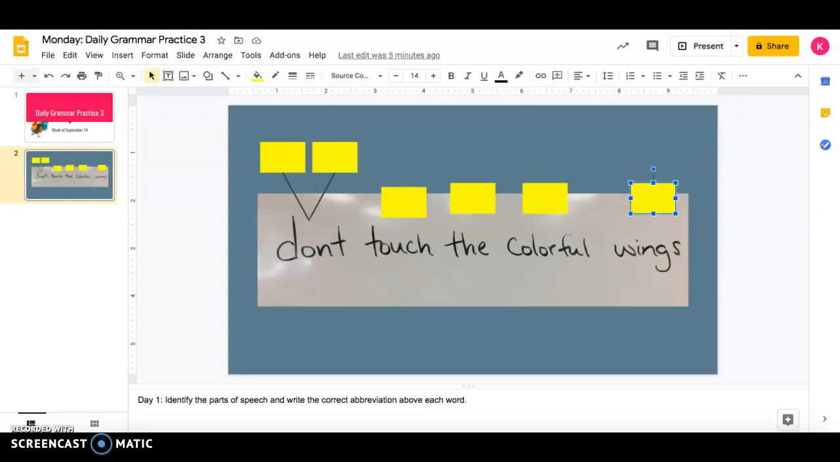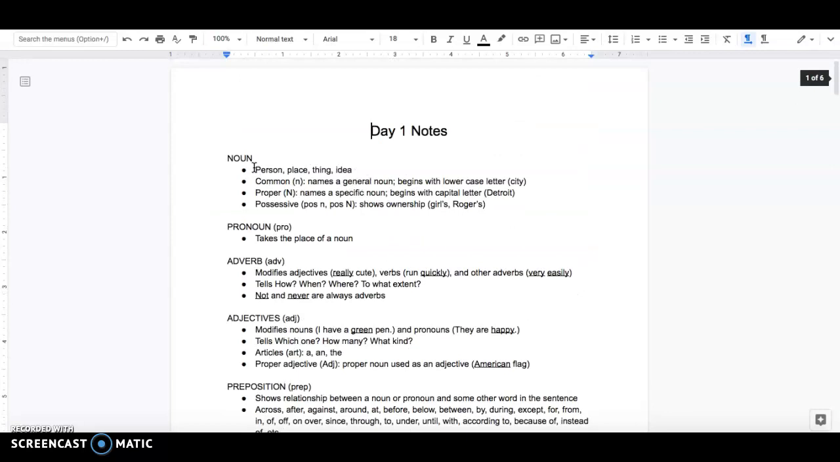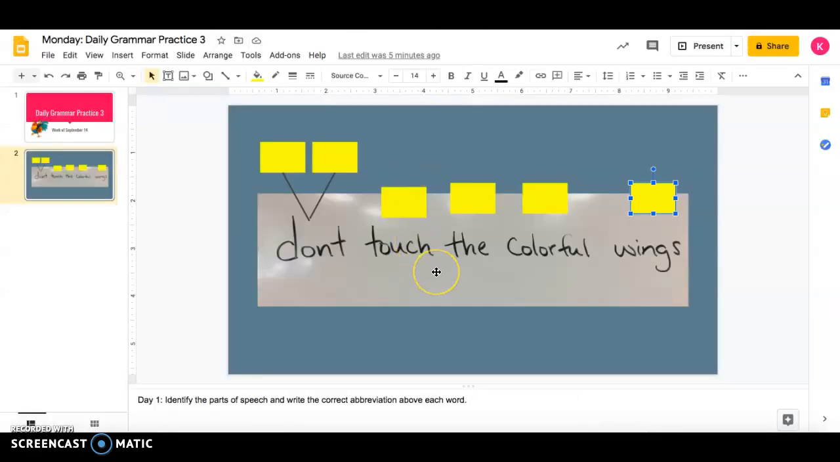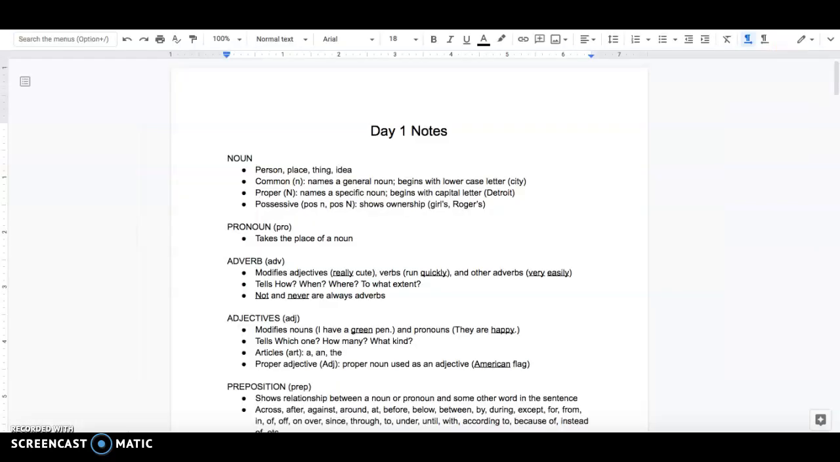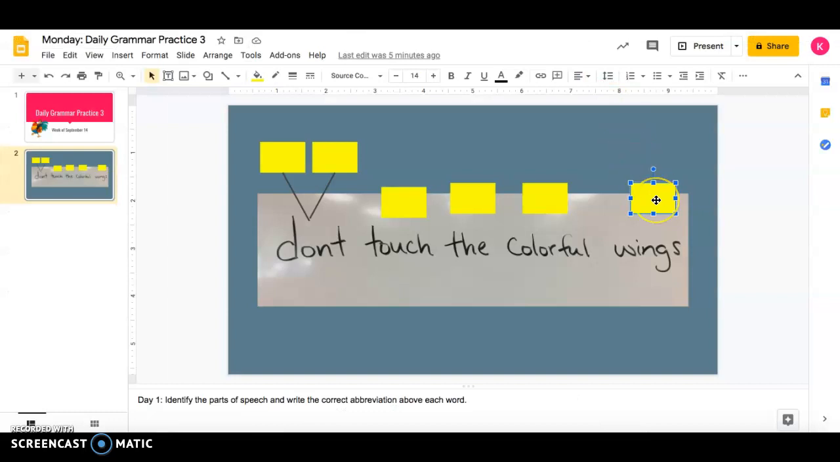So if I look at my big scary packet, all the way back at day one notes for nouns, I have common nouns, proper nouns, and possessive nouns that I can choose from to identify the word wings. Now, is the word wings in this sentence showing possession or ownership over anything? No, the wings don't own anything in this sentence. So then we need to decide, is this a common noun or a proper noun? Wings in this case is a common noun, and we will use a lowercase n to note that.